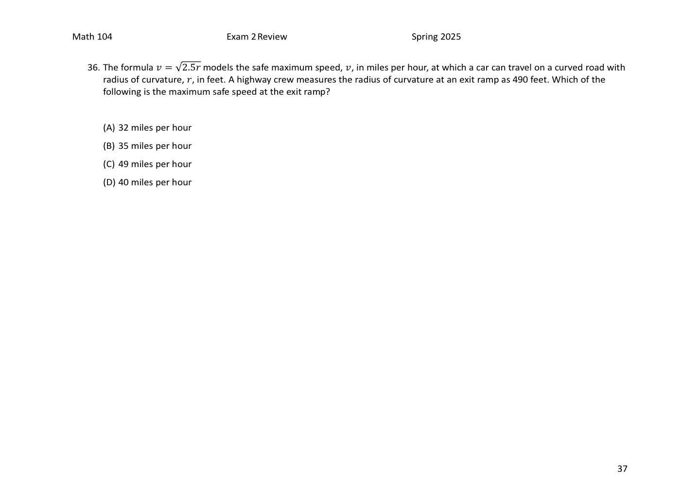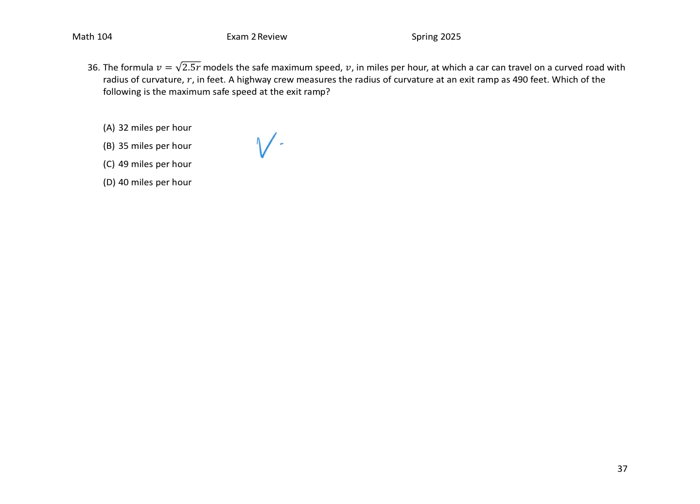The formula V equals the square root of 2.5 r models the safe maximum speed V in miles per hour at which a car can travel on a curved road with a radius of curvature r in feet. A highway crew measures the radius of curvature at an exit ramp as 490 feet. Which of the following is the maximum safe speed at the exit ramp?